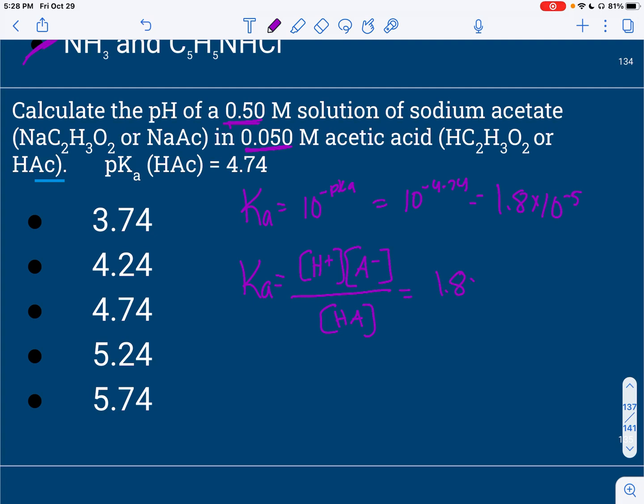So we have 1.8 times 10 to the negative 5. And our acetate is 0.5. Our weak acid is 0.05. So our H plus comes out to that. And when you do the negative log of that, you get 5.74.